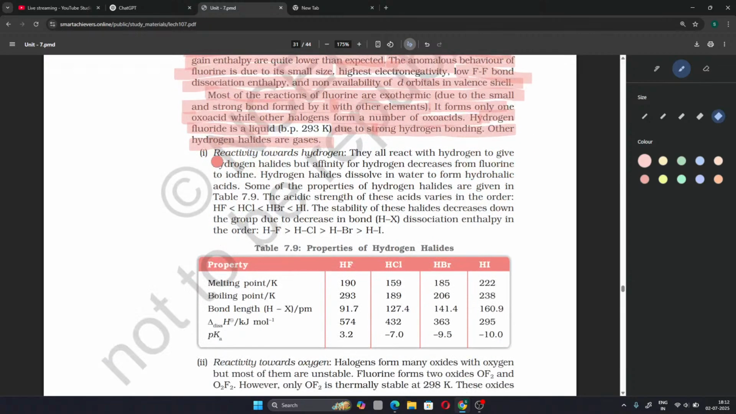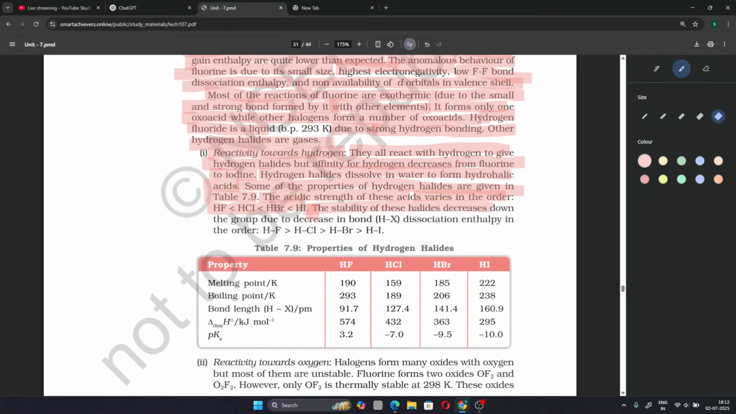Chemical reactivity towards hydrogen. All the halogens react with hydrogen to give hydrogen halides, but the affinity for hydrogen decreases from fluorine to iodine. Hydrogen halides dissolve in water to form hydrohalic acids. Some of the properties of hydrogen halides are given in table 7.9. The acidic strength of these hydrogen halides varies in order. Hydrogen fluoride has the least acidic strength, with hydrogen iodide having the highest.